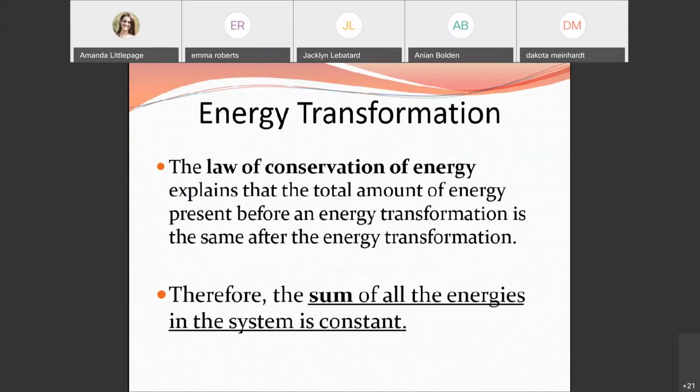So let's bring it all together again with the law of conservation of energy. Remember, the total amount of energy before an energy transformation is the same as after. I tried to underline the key points here. If you can remember that the sum of all the energies in a system is constant, that's the key takeaway in terms of the law of conservation of energy and how it relates to energy conversions or energy transformations.